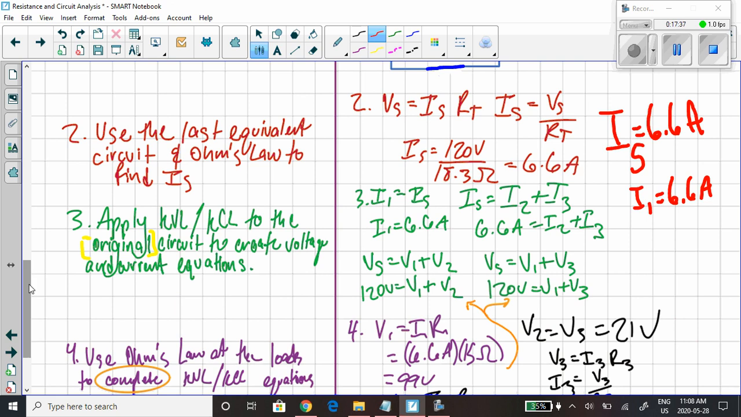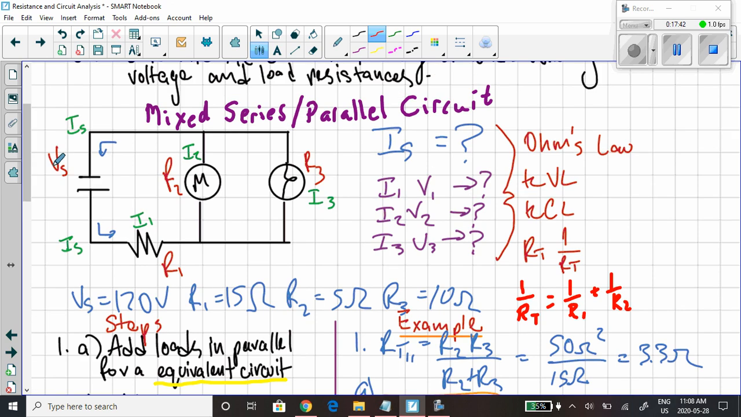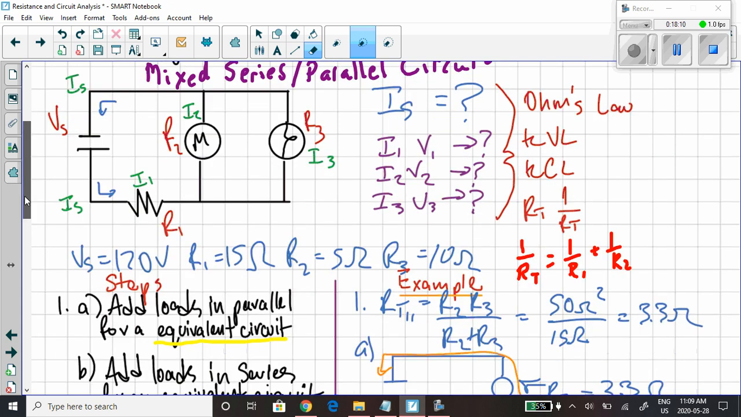Let's continue with Kirchhoff's current law. Here we go. So current IS leaves the source, goes through the first load, so I1 and IS are the same. Aha, gets to here. So IS splits into two branches here. IS, the current from the source, splits into two branches. So you got branch here with current I2, branch here with current I3. Let's make an equation out of that.